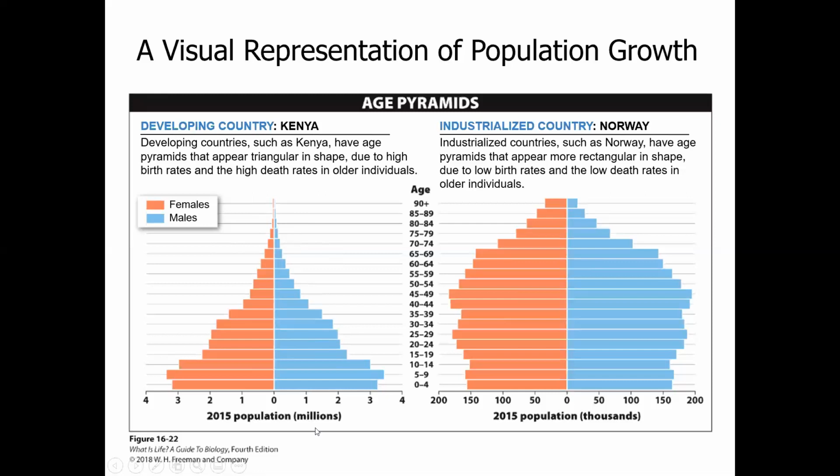So ultimately, from this age pyramid, we can tell that there's a high birth rate and a high death rate. A lot of individuals are coming in, and also a lot of individuals are leaving the population because they're dying.